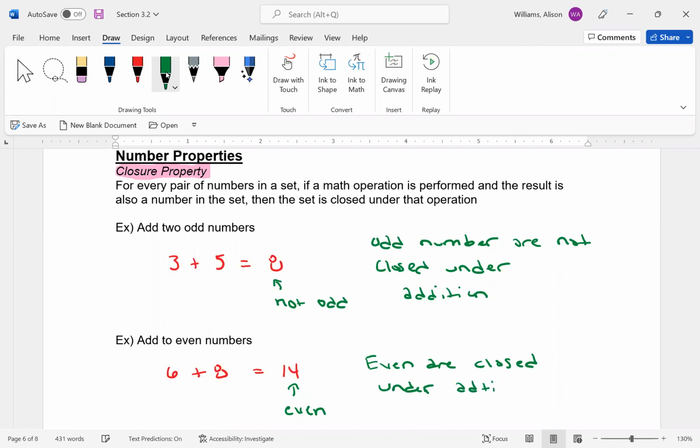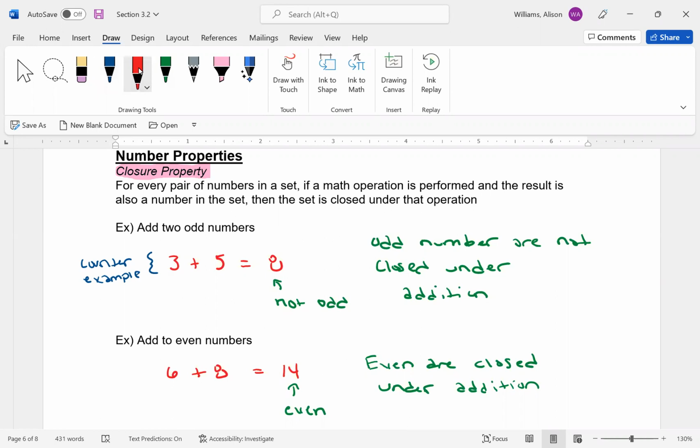But what we did in the first problem there is what's called finding a counterexample. So this is what they would call a counterexample, meaning we found an example of something that didn't work for closure. I found two things that when I add them together, I didn't get an odd number. So that showed that the closure property doesn't work for odd numbers. Counterexamples are something we're going to look at in the future.